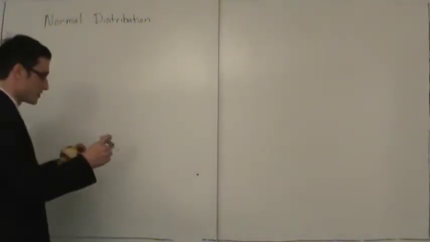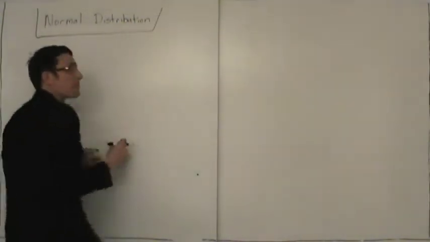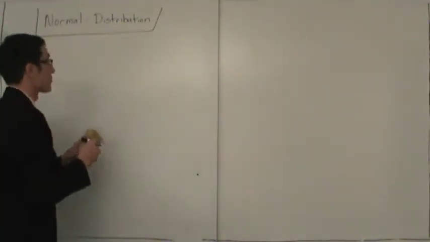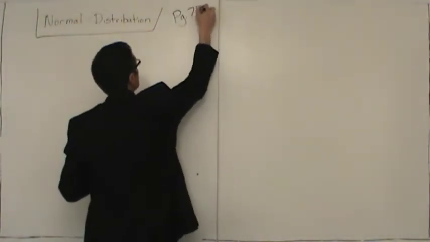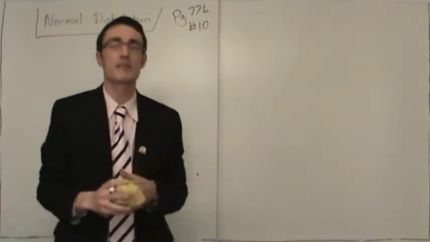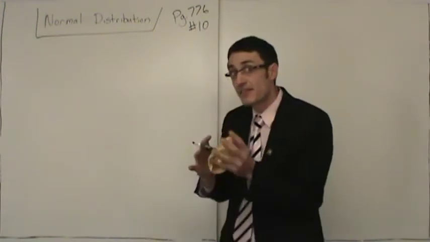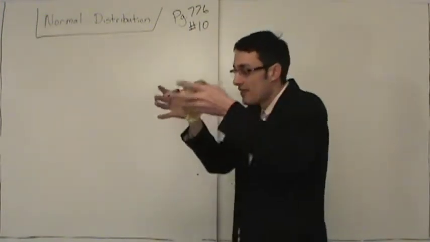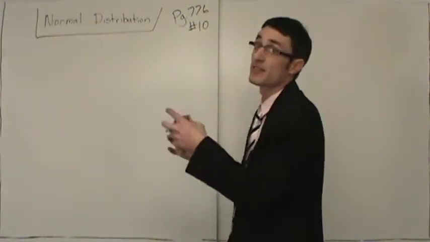All right, welcome back. This is lesson 2 on normal distribution. We're just going to recap real quickly what we talked about yesterday, and then we're going to dive into the new portion. Page 776, number 10. We're still looking at number 10, but I'm going to add some extra questions. You guys are going to see the difference between what we did yesterday, where our values lay right on lines of standard deviation, and today where they don't.